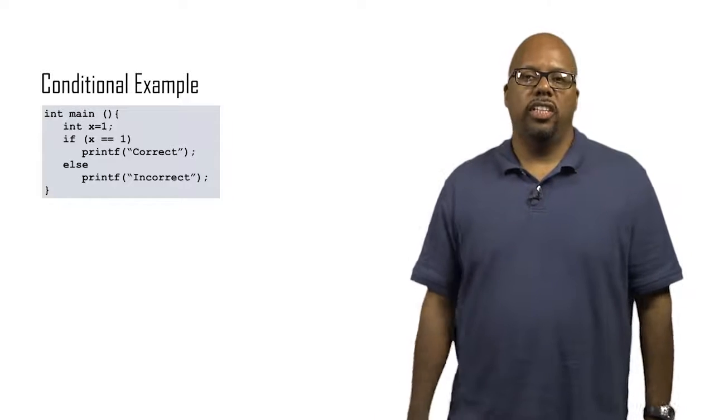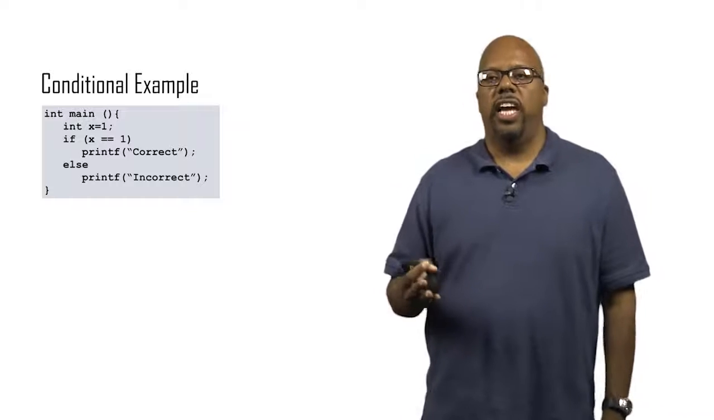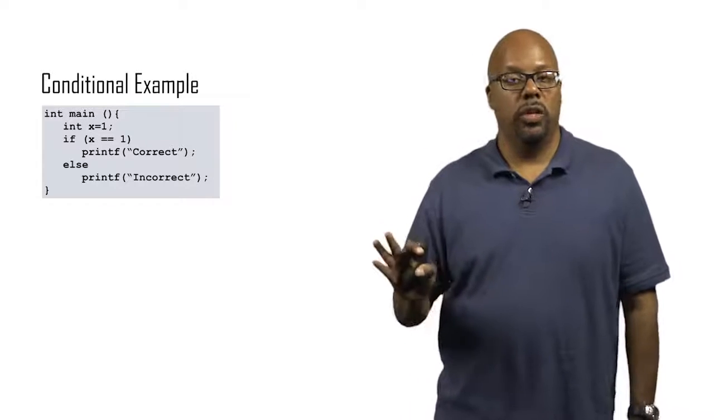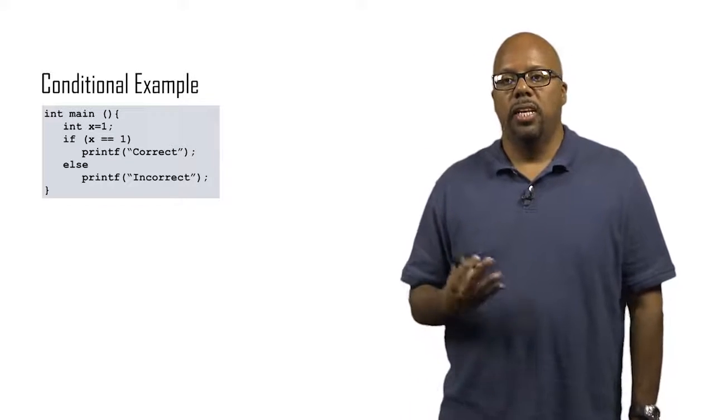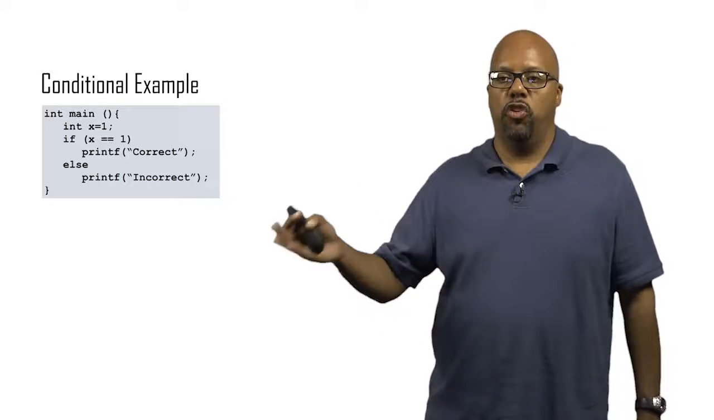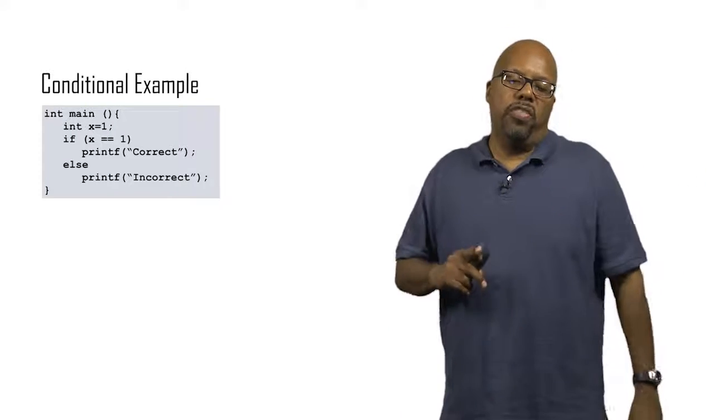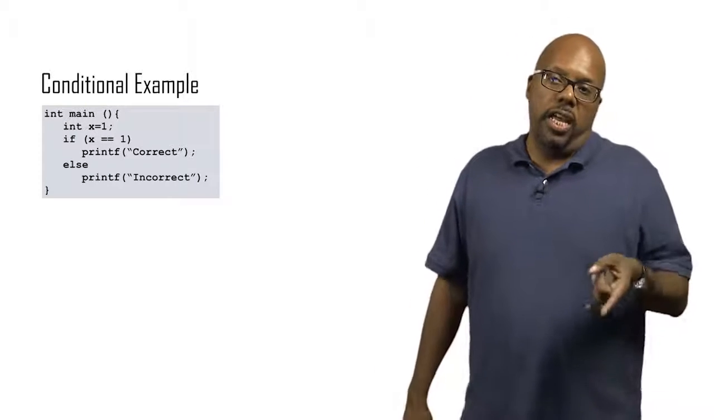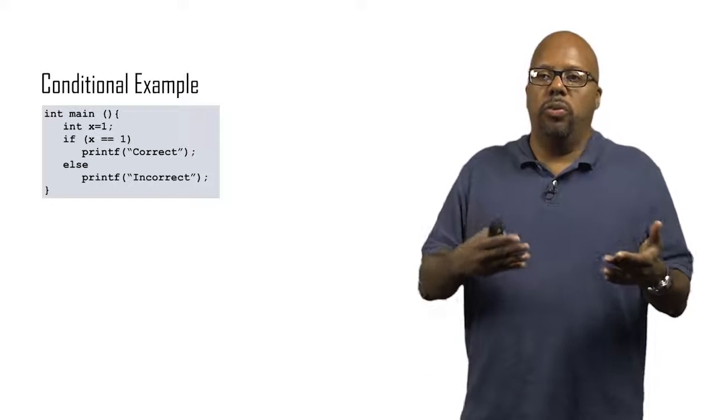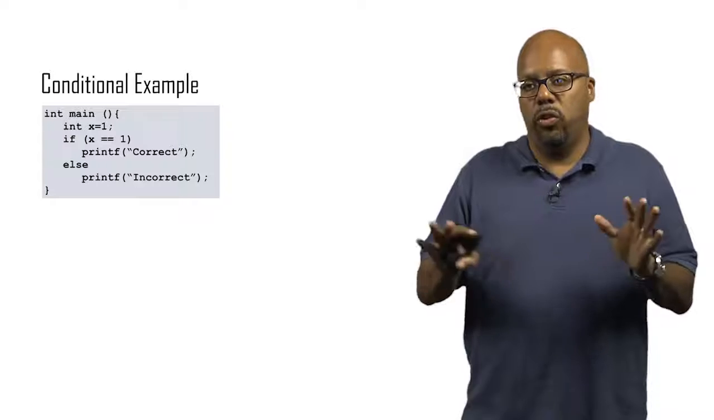Here's a conditional example. We've got a main. We declare an integer x, and we set it equal to 1, which we can do on the same line, int x = 1. Then if x is equal to 1, which it is, printf correct, else printf incorrect. So that's a typical if statement. Statement 1 is printf correct, else statement 2 is printf incorrect.